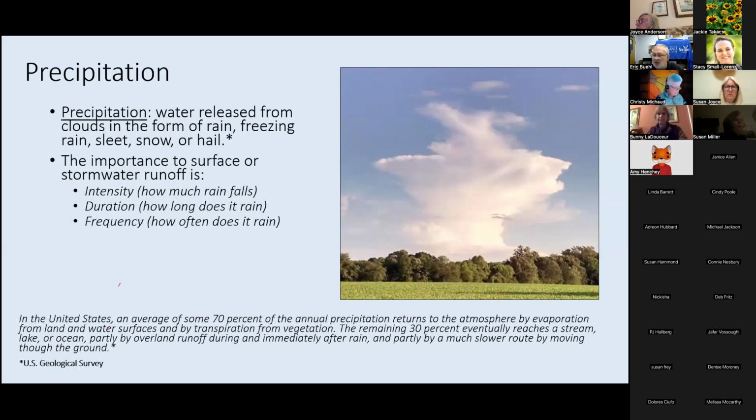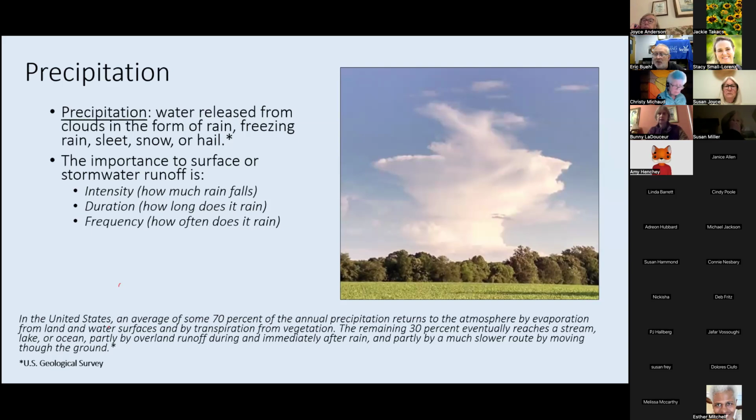But intensity is just simply, how much rain falls in a given amount of time. Is it a light rain or is it a heavy sort of rain? The duration is how long did it rain? Was it a thunderstorm that passed through and lasted a few minutes? Or was it an all-day soaker that we get from kind of nor'easters and things like that? And then lastly is the frequency, or how often it rains. And again, these can have a significant impact on surface or stormwater runoff.